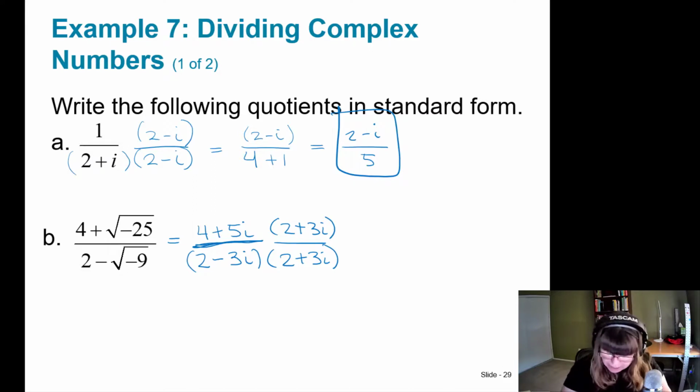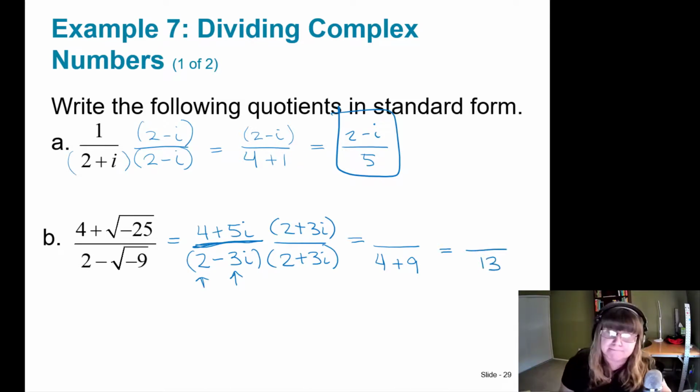I do have a nice shortcut to get the value in the denominator. Let's take a and square it, that's 4. Let's take b and square it, so negative 3 times negative 3 is 9. And so I can simplify the denominator to be 13. Great. I do have to do the math in the numerator.